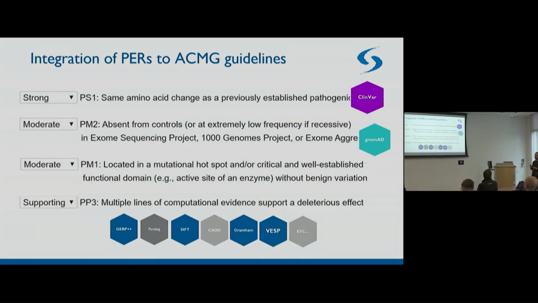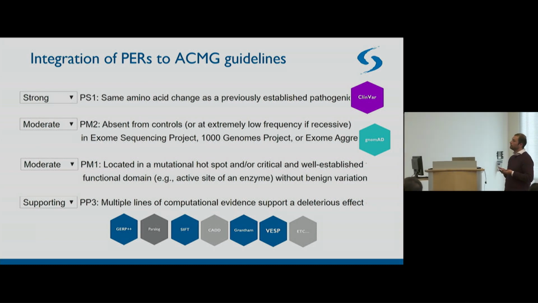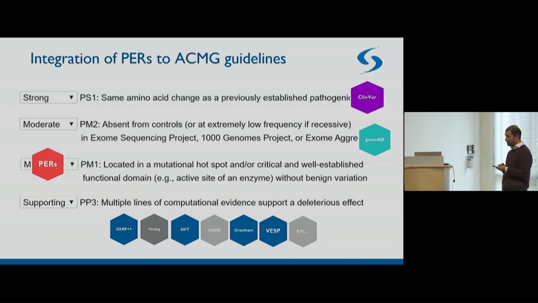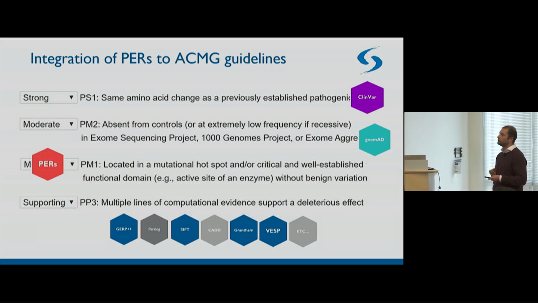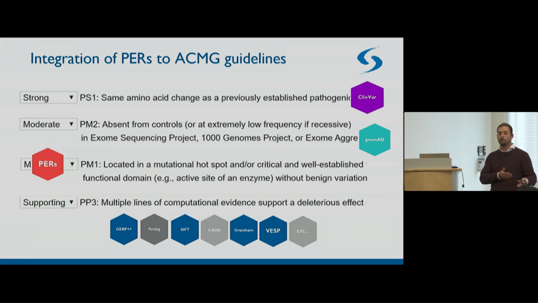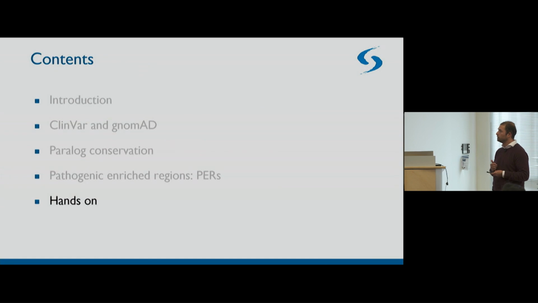So overall, this is how we can use PERs in the context of ACMG guidelines. We can consider it a mutational hotspot because it accumulates mutations on a conserved region, and it's already a supporting argument. But of course, by itself, it cannot make the call of pathogenicity, like any of these tools. The paper was accepted last month, so it's already available if you want to look at the method more in depth.